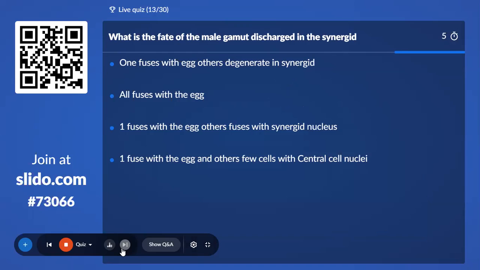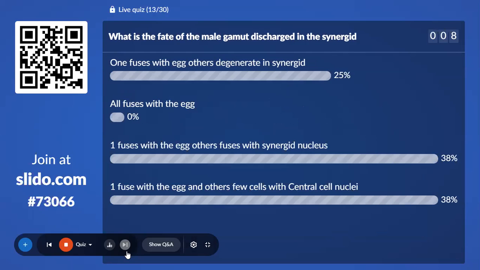5 seconds more. And the poll rate in 0 seconds. And 38, 38, and 25%. Let's reveal the correct answer. 38% students voted it as option D.